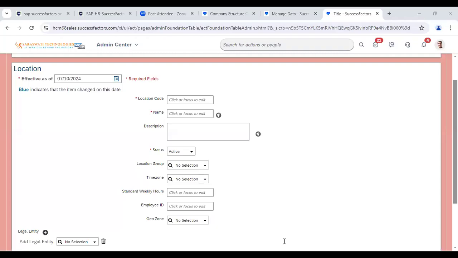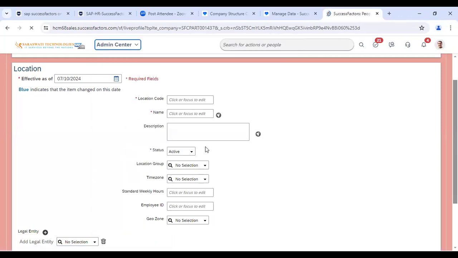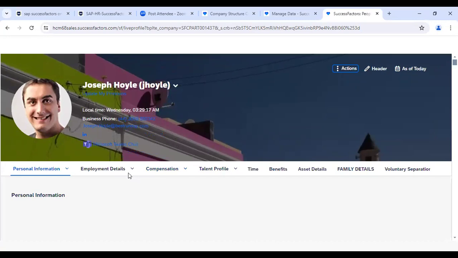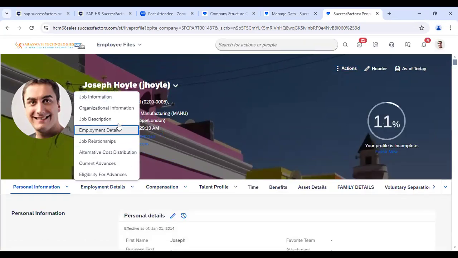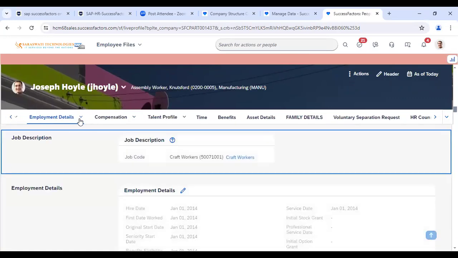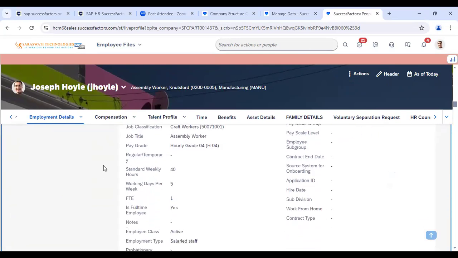What I'm trying to explain is that all the things I've explained come under the employee profile, if you can see here. In employee details, you can go to the job information. No, not the job description, job information. In job information, you can see each and everything I've explained.